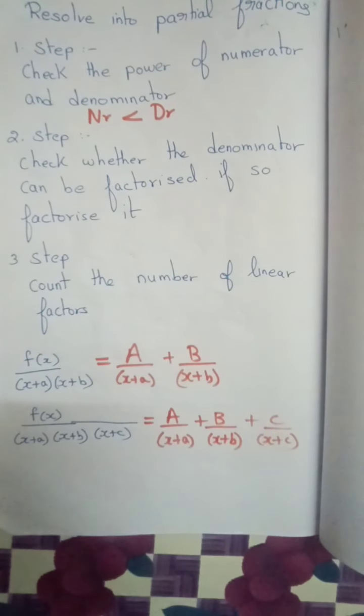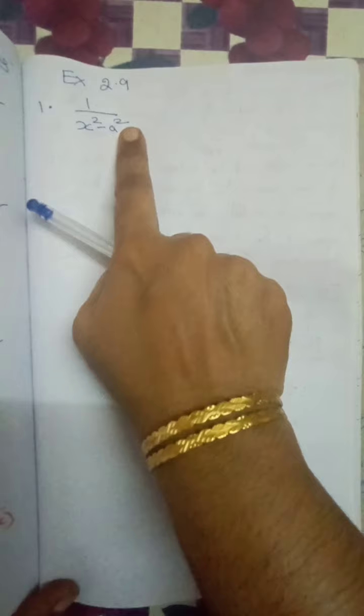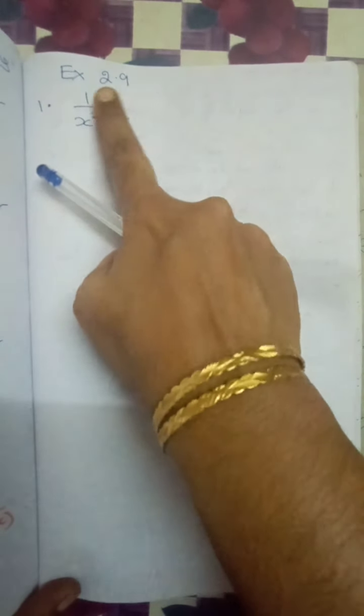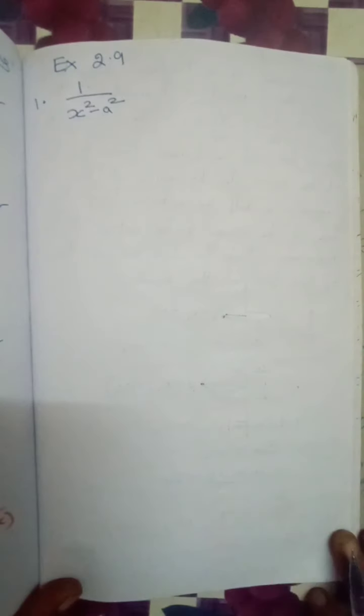With this basic information, let us do exercise 2.9, first question. Here the question is, I didn't write the heading of the question. The heading of the question is resolve into partial fractions. We have to resolve this into partial fractions. This is the first question.